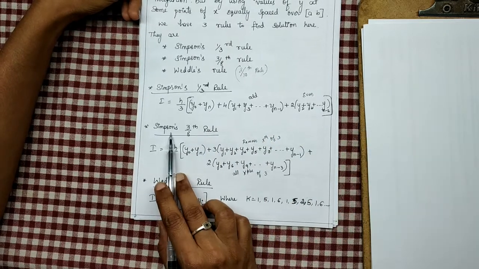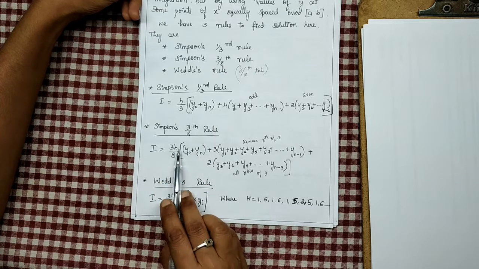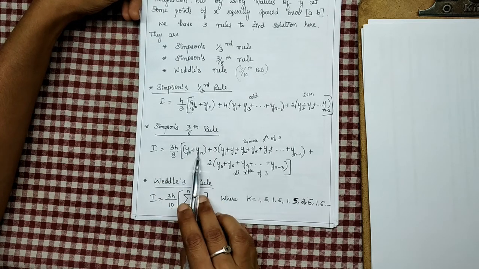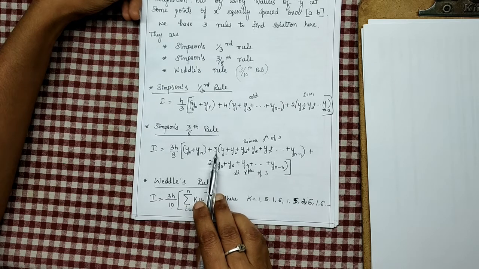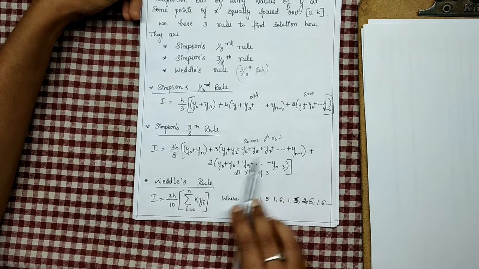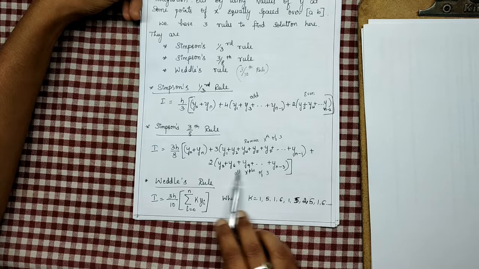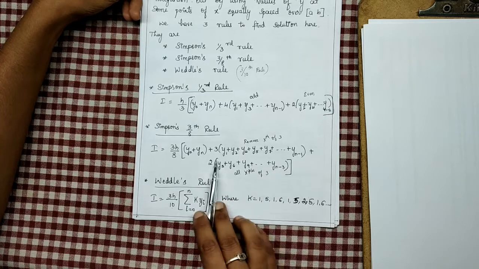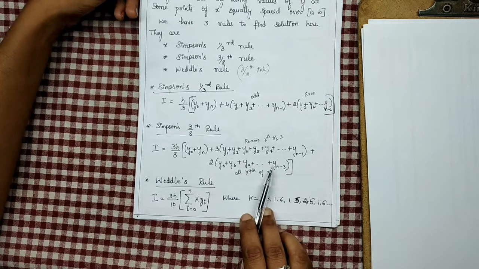Okay. Now, come to the second one, that is Simpson's 3/8 rule. What this says: 3h by 8, that is 3 by 8 into h, into y0 plus yn, first and last term, plus 3 into, remove all the multiples of 3. So, we have this here, plus 2 into all the multiples of 3, which are removed here, that you have to write here. This is about the second formula.